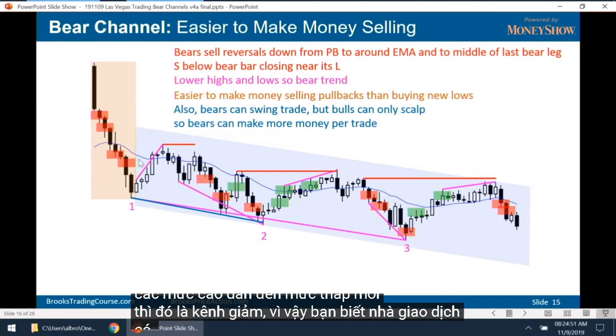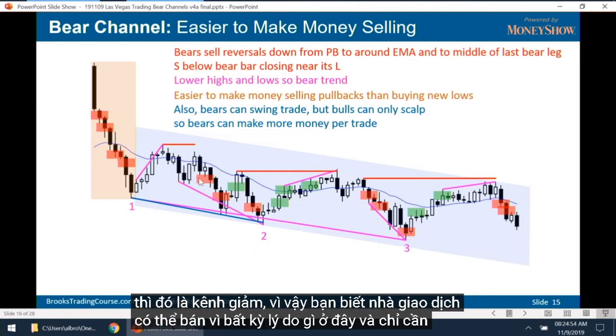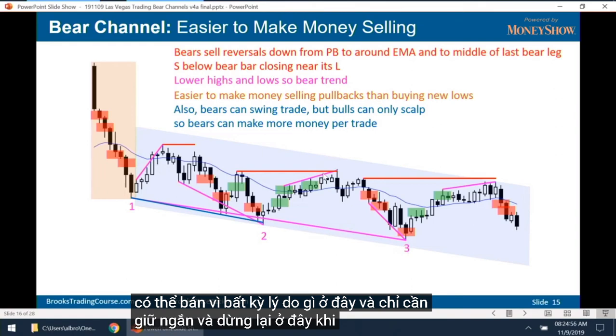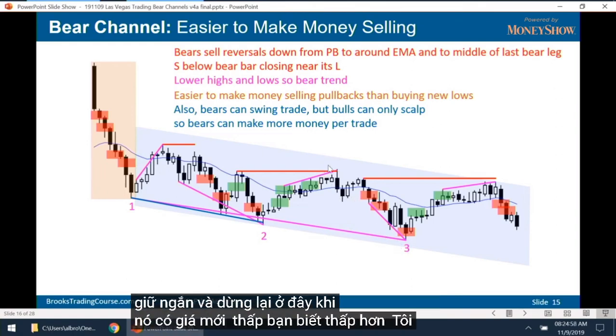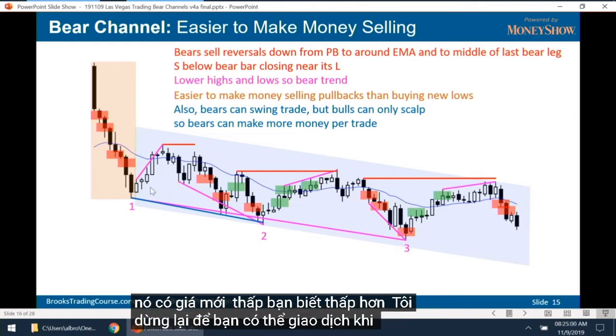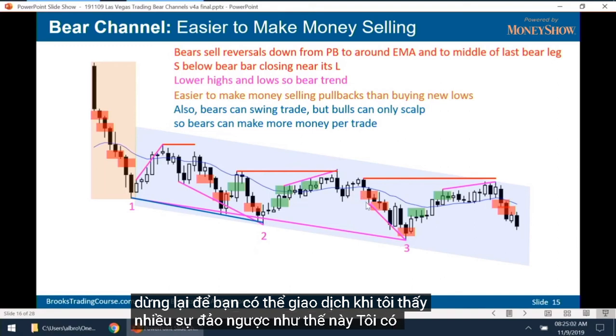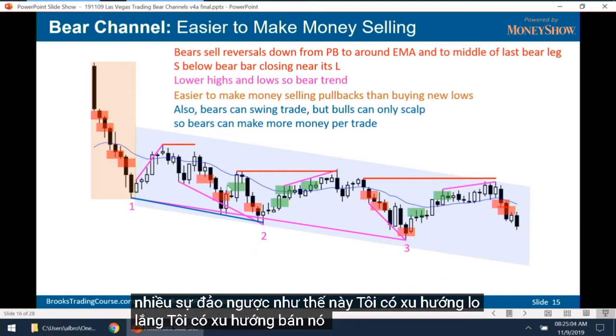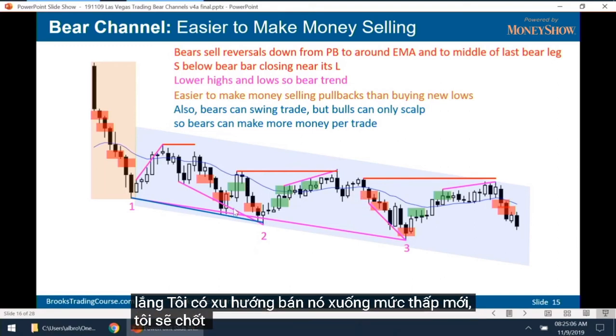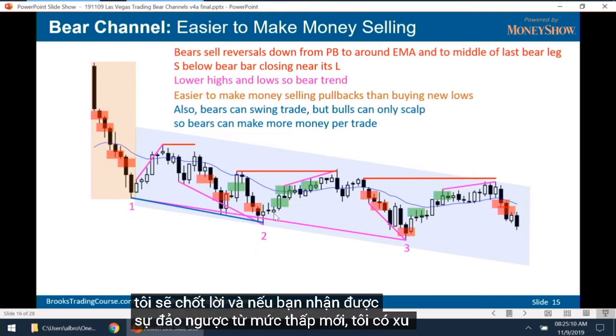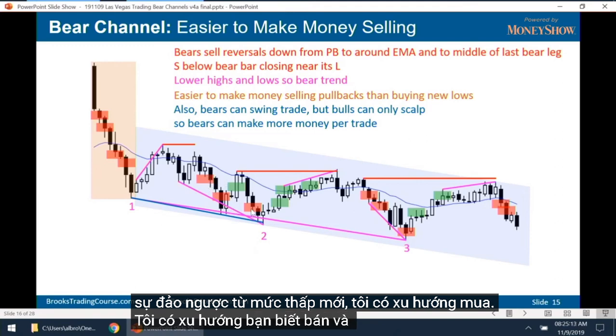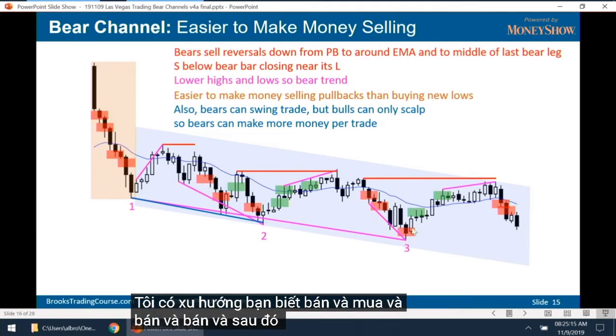So a trader might sell for any reason here and just hold short and put a stop up here. Once it gets a new low, lower the stop. So you can swing trade. When I see lots of reversals like this, I tend to scalp. I tend to sell. It gets a new low, I take my profits. And if I get a reversal up from a new low, I tend to buy. So I tend to sell and buy and sell and sell and then buy again.